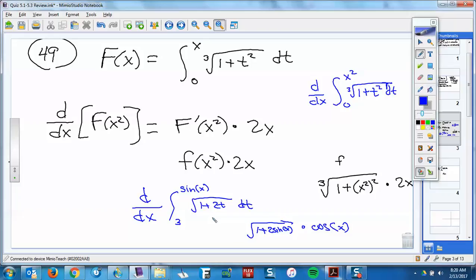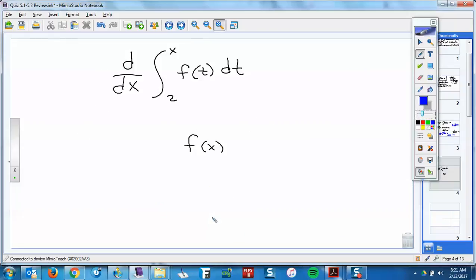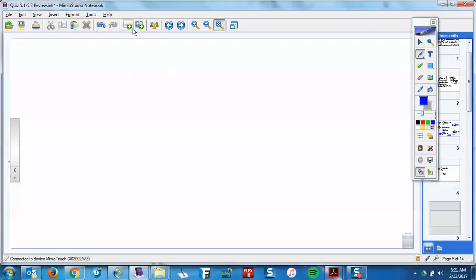So bottom line is, what you need to know for tomorrow: when you see an area function, something to the x, 0 to x, 2 to x, 4 to x, whatever, that means antiderivative. When I do the derivative, they just cancel each other out. I get that. Okay? While we're on that one, let's just talk about notation.